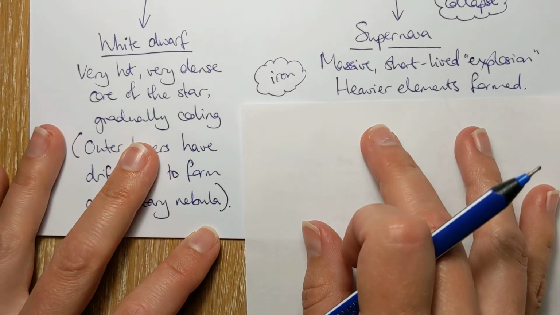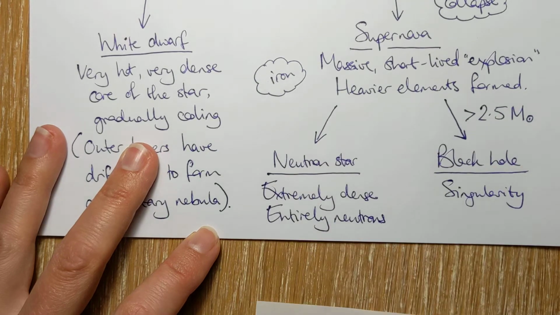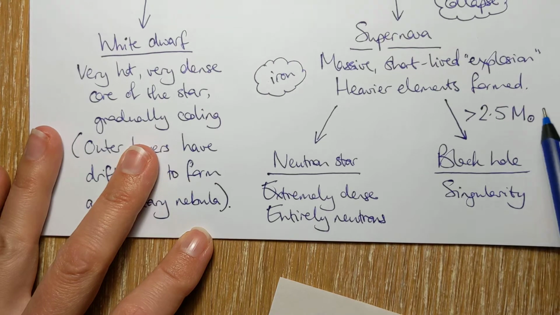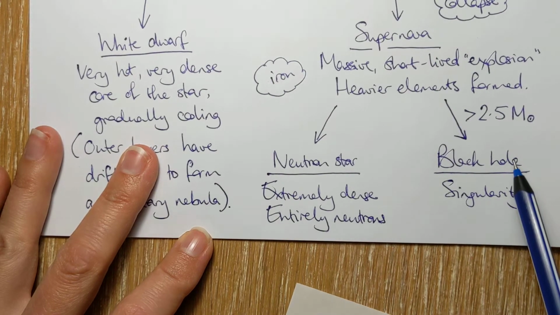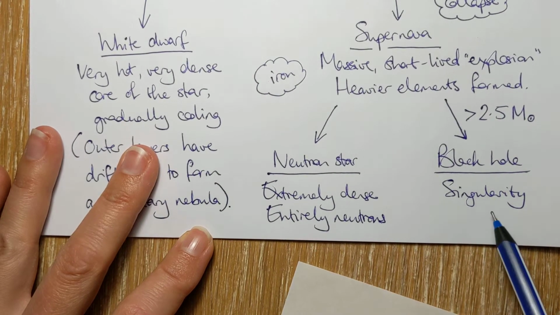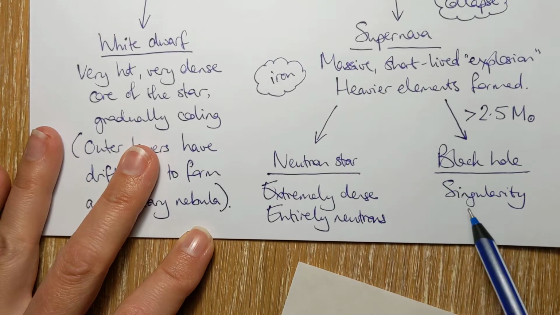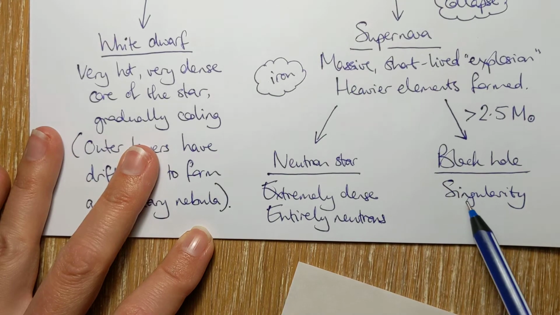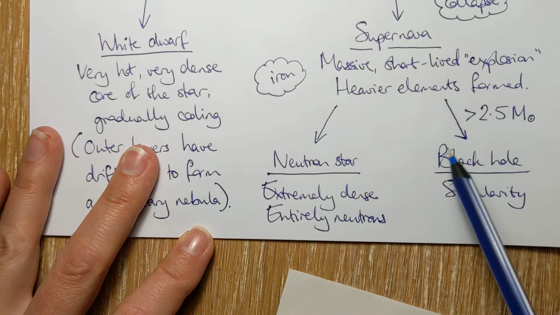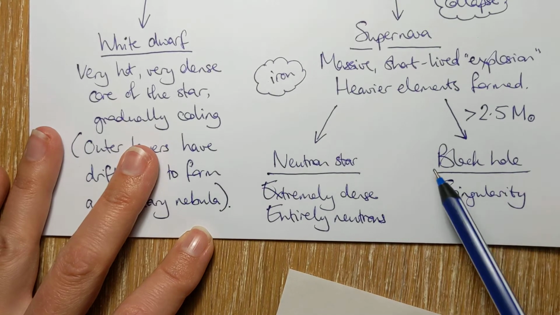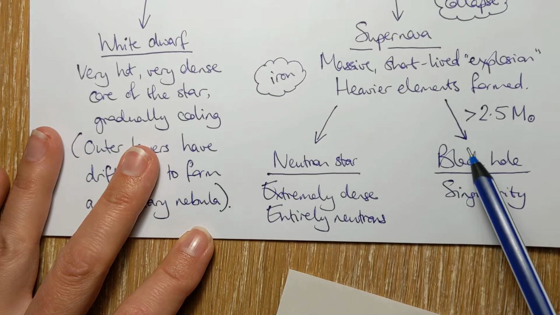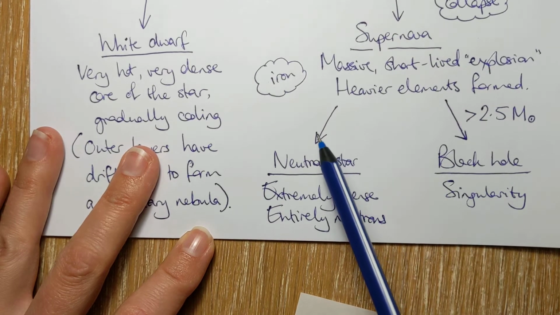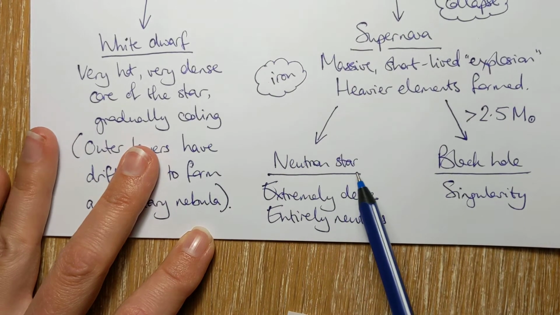And then, once again, two possibilities. If your mass is bigger than 2.5 solar masses, then you're going to turn into a black hole. You are then a singularity. You have no volume, but a huge mass. And for a long time they thought these things couldn't possibly exist, and they were all very upset about them, and now we know that they do, and in fact probably most galaxies have got one at the middle of them.